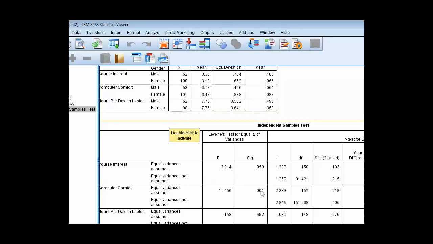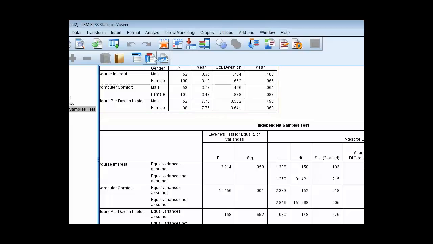All right? So what we're looking at is these p-values. It says sig, but those are p-values. And we have to decide whether to look at this upper one, which is equal variance is assumed, or equal variance is not assumed. So we look at, first of all, we look here and it says 0.05. It's really, really close. So I'm going to be more conservative and assume that equal variances are not assumed. So that's how you run and read an independent t-test.